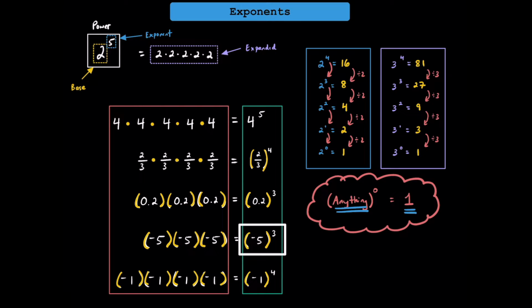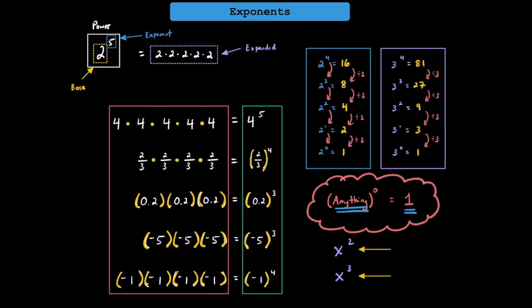We would read this one as the quantity of negative 5 cubed, and we would read this one as the quantity of negative 1 to the 4th power. The only ones where you may be more confused with names are going to be things that are raised to the 2nd power and things that are raised to the 3rd power. We can call this one x to the 2nd power, or x squared, and we can call this one x to the 3rd power, or x cubed.